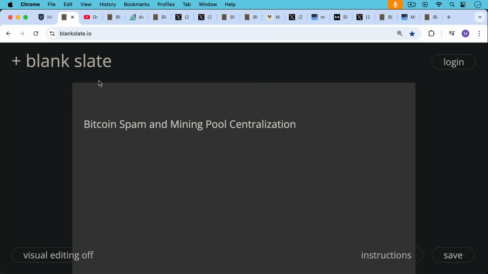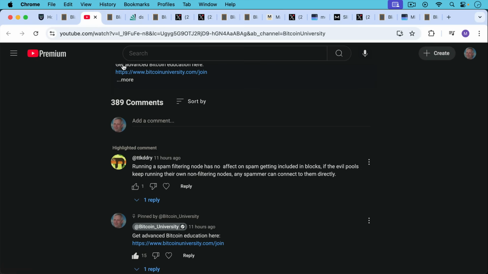Today I want to talk about Bitcoin spam and mining pool centralization and try to talk a bit more about how they are interrelated. This is following up on a comment from TTKDDRY: "Running a spam filtering node has no effect on spam getting included in blocks. If the evil pools, the mining pools, keep running their own non-filtering nodes, any spammer can connect to them directly."